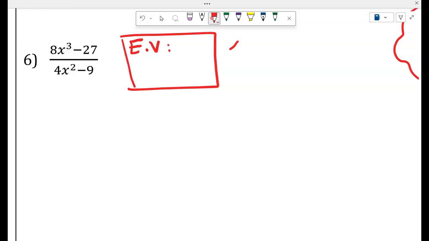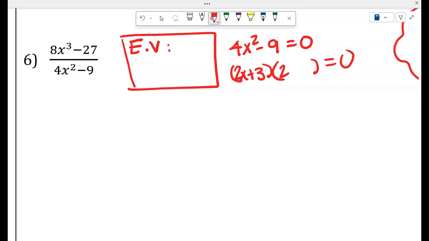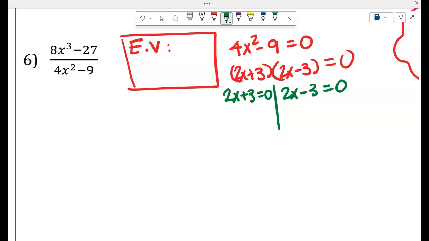What we're going to do is take your denominator and set it equal to 0. Remember, this is the difference of two squares. So that's going to say 2x plus 3, 2x minus 3. Take each factor, set it equal to 0. To solve for x, first we subtract 3 from both sides. So 2x equals negative 3. Divide both sides by 2. x is going to be negative 3 over 2.